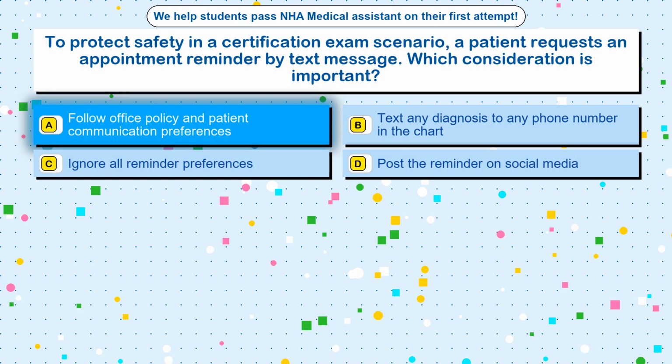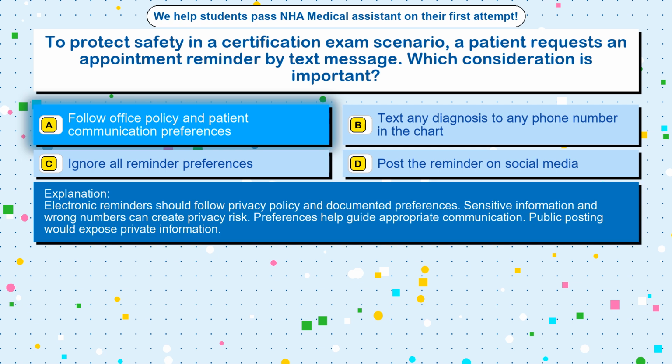The correct answer is option A. Follow office policy and patient communication preferences. Electronic reminders should follow privacy policy and documented preferences. Sensitive information and wrong numbers can create privacy risk. Preferences help guide appropriate communication. Public posting would expose private information.